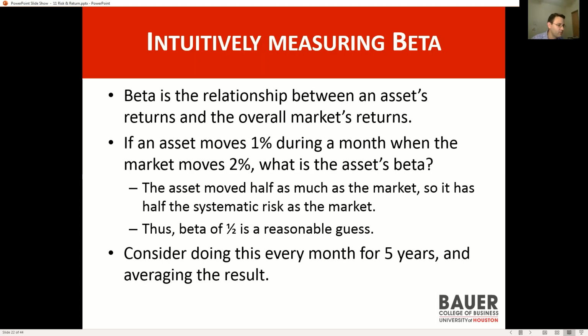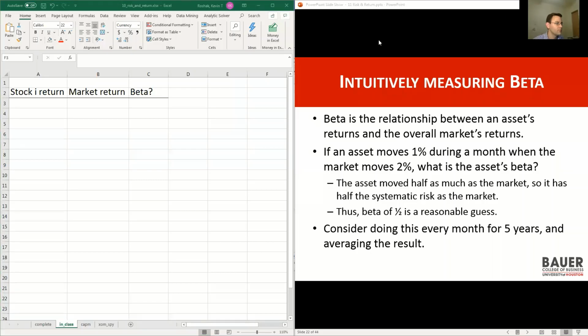You get a half 1 month, you may get 1 another month, minus 1 another month, and then you just average everything together to get the average sensitivity of your asset to the market. So I want to show that in Excel next to see how that would look.